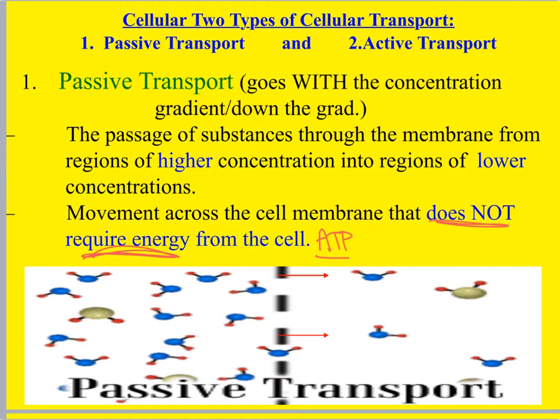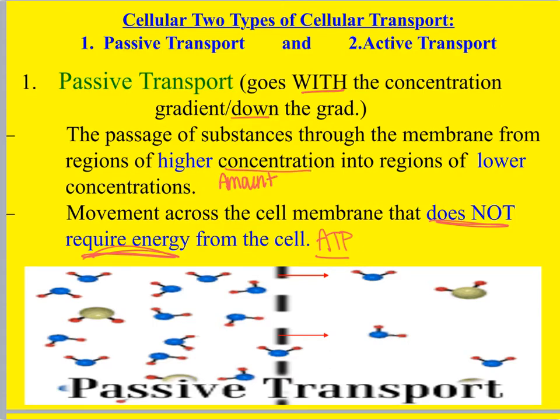Now, for it to be passive, it needs to go with the flow, or go with the concentration gradient, or go down the gradient. Now, we need to mention what a concentration gradient is. So concentration gradient, so first off, concentration is the amount.